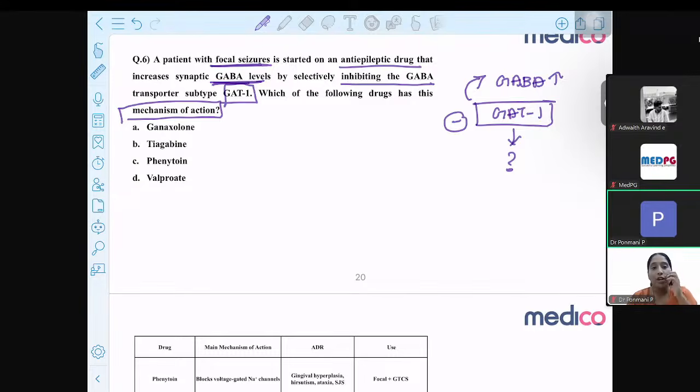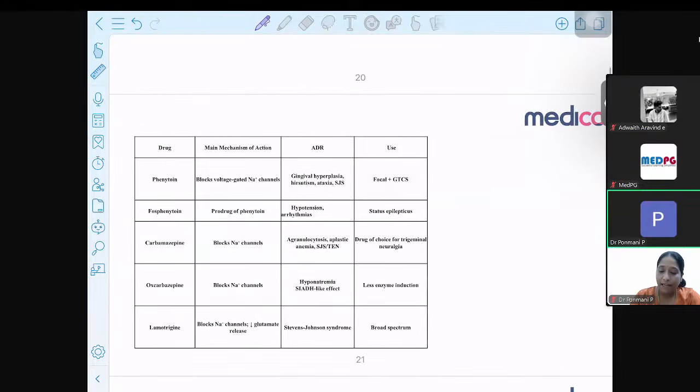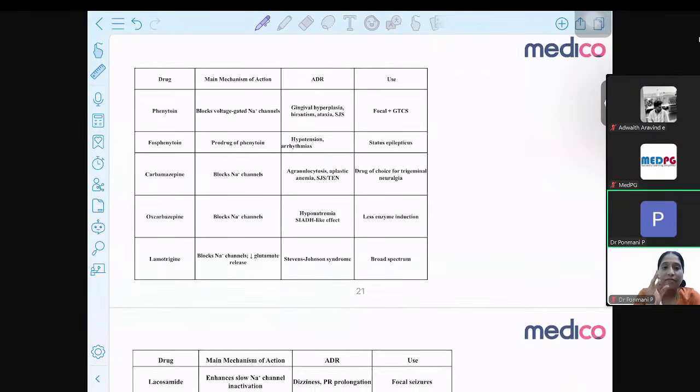For many of the anti-epileptic drugs, we concentrate on the mechanism of action and uses. I'm not going to deal with everything one by one. I will tell you how to learn these anti-epileptics. We know anti-epileptics always start with phenytoin. Before going into this table properly, please understand that all the anti-epileptic drugs work by any of five mechanisms.